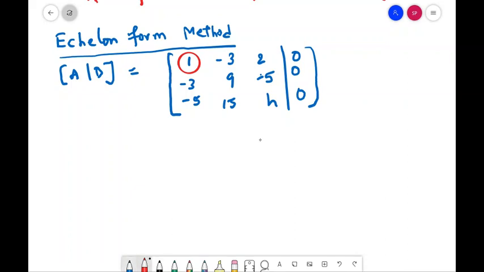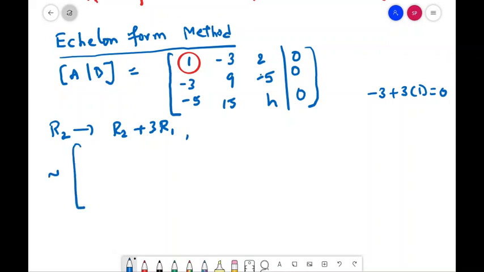So what do you do here is, for R2 you will apply R2 plus 3 times R1. Multiply R1 with 3 and add it to this. So minus 3 plus 3 times 1 will be 0. Then let me see here what it is transformed to in the matrix: 1, minus 3, 2, 0. And then this is 0.